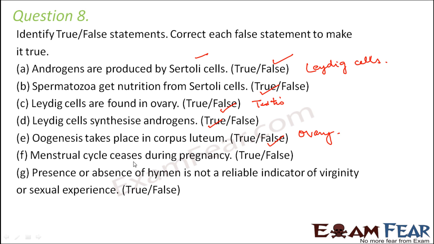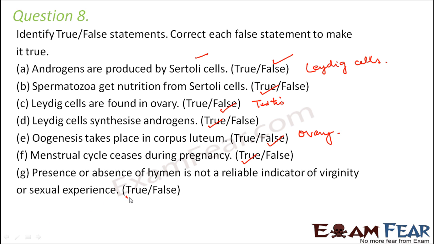Menstrual cycle ceases during pregnancy. Yes, this is true. That's because when a female gets pregnant, the embryo gets implanted in the uterus. When it gets implanted in the uterus, the endometrial thickening is required. So the endometrium does not break, and when the endometrium does not break, there is no bleeding, so there is no menstruation.